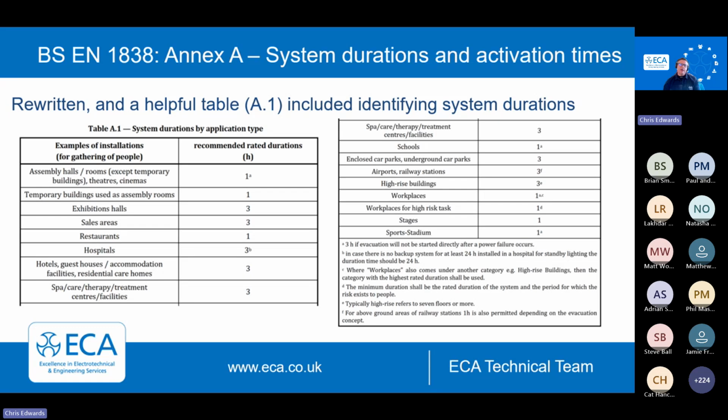Okay, on to Annex A. Now, all of the annexes really have been substantially rewritten. And this is really quite nice, actually. This has been rewritten, repurposed. But now we've got a really, really nice table. And it's a bit like exactly that example that I shared at the front of the document. Within Annex A, system durations and activation times, a really helpful table, which just gives you the information that you're looking for in one specific point.